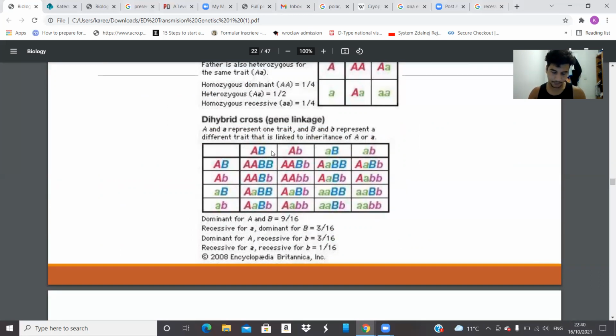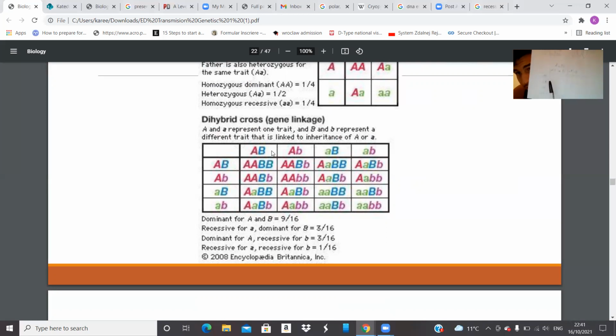So if an organism has the genotype big A, small a, big B, small b, then the gametes would be all the combinations of A and B. So it could be big A, big B; big A, small b; small a, big B; and small a, small b. These are all the gametes, and then you cross these with the other parent. Let's say, for simplifying, that the other parent is also heterozygous, so they will have the same combination of gametes.